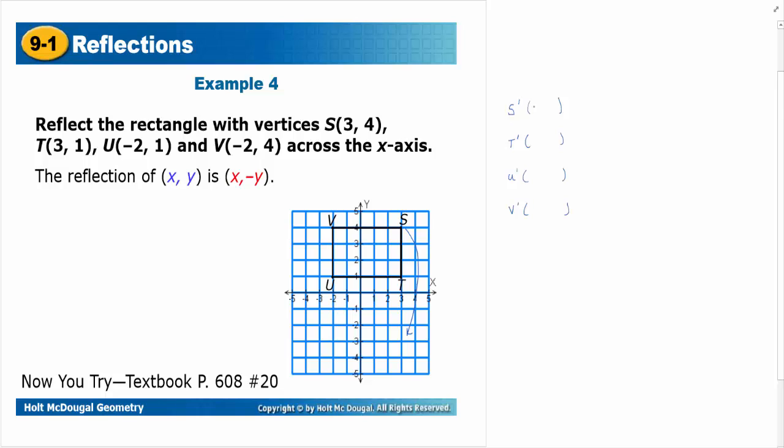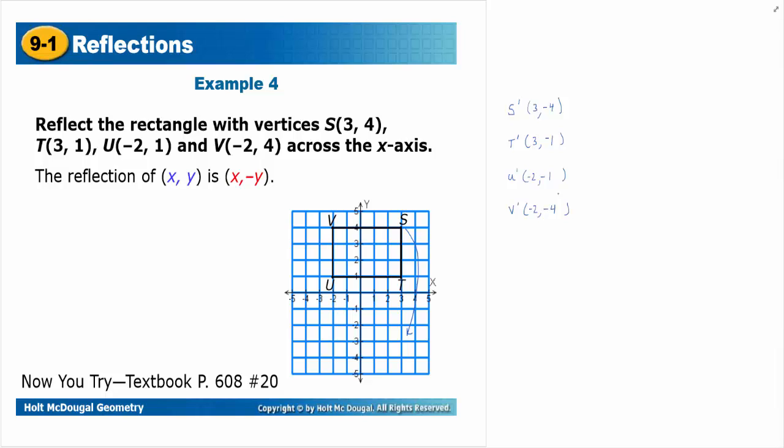So all the x values are going to stay exactly the same: 3, 3, negative 2, and negative 2. Those are not changing. Make sure you don't get that backwards. The y value will change though. It's going to be negative 4, negative 1, negative 1, and negative 4. If they were already negative, they'd become positive. They just switch signs. That's really all you need to know.